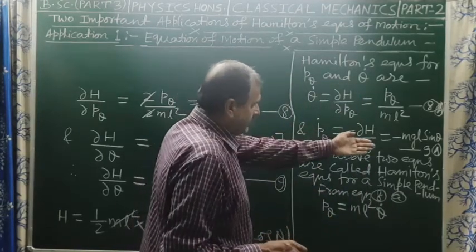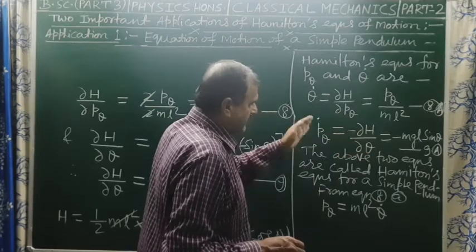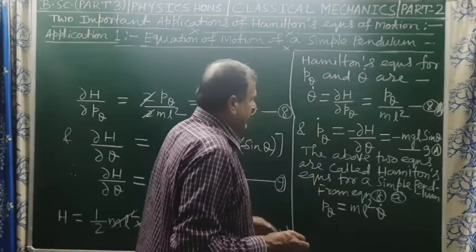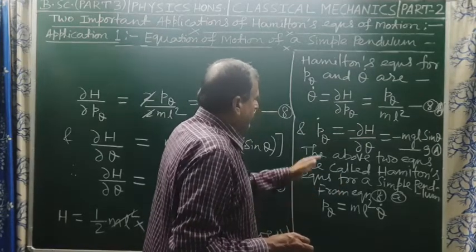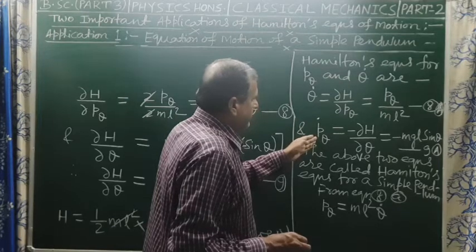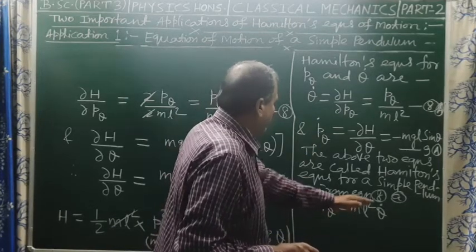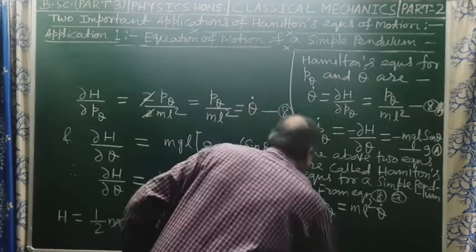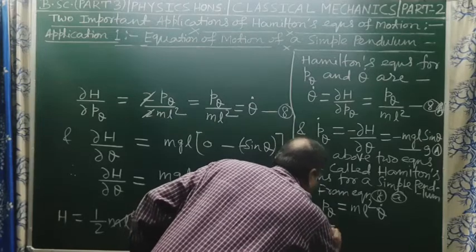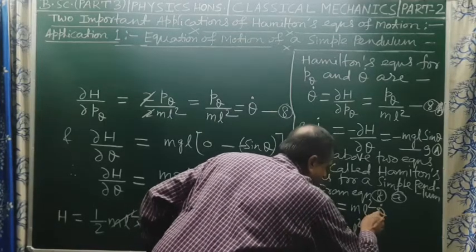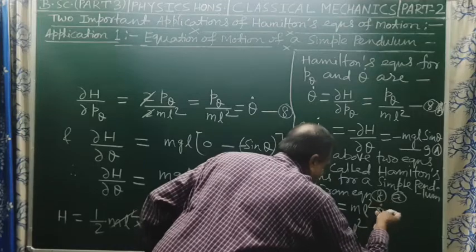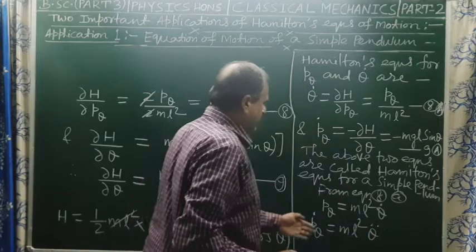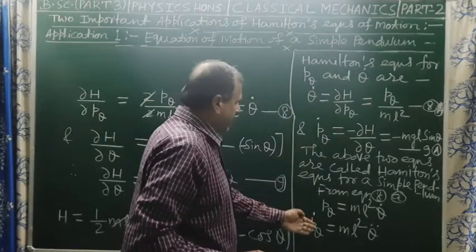And in equation 9a, another Hamilton's equation for a simple pendulum, p theta dot is equal to minus mgl sin theta. So after differentiating, since p theta is equal to ml square theta dot, we have to obtain p theta dot. Therefore p theta dot equals ml square, which is constant, times the derivative of theta dot with respect to t, that is theta double dot. So p theta dot is ml square theta double dot.